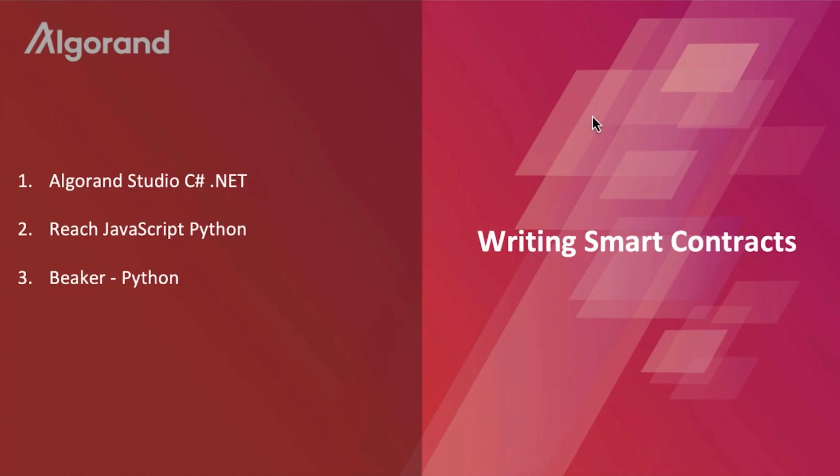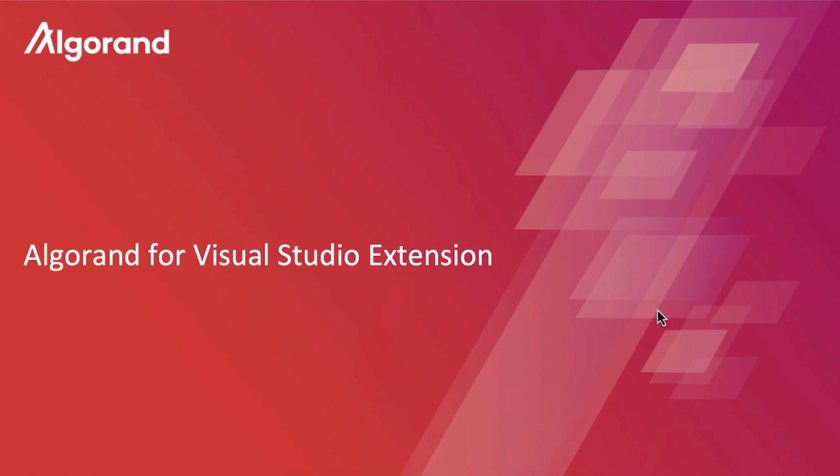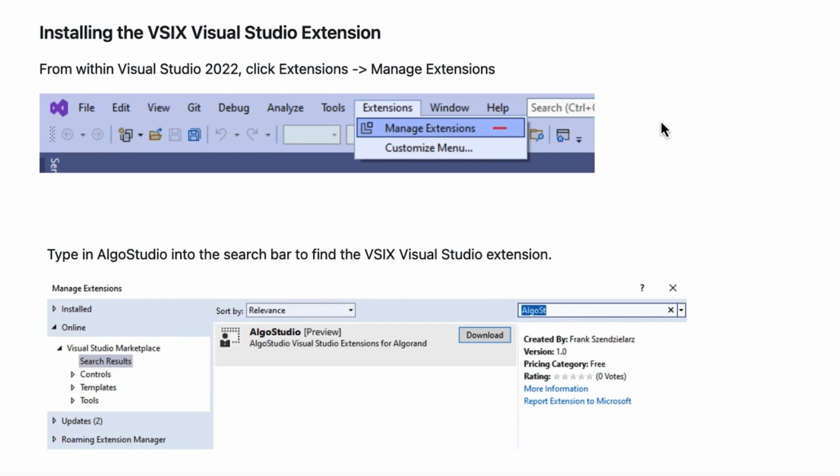So getting into smart contract development, I'm going to go ahead and start out with C#. And this is a brand new Algorand Visual Studio Extension. How many people here have used Visual Studio? Show of hands. Just about everybody. That's great. So there's an extension manager, right?